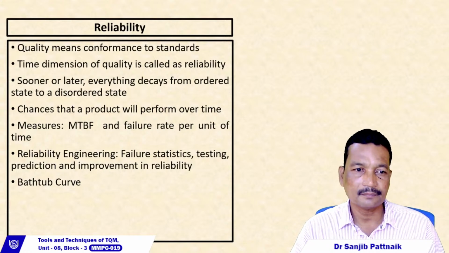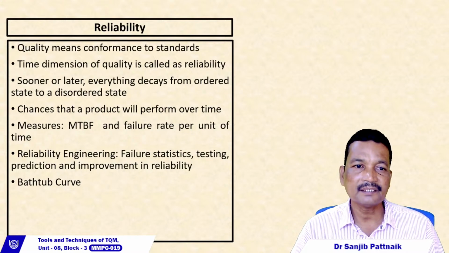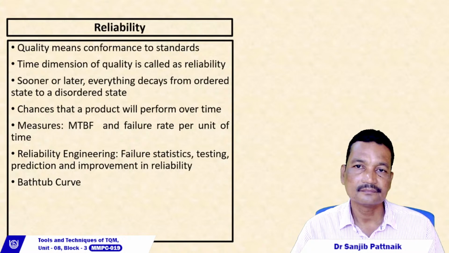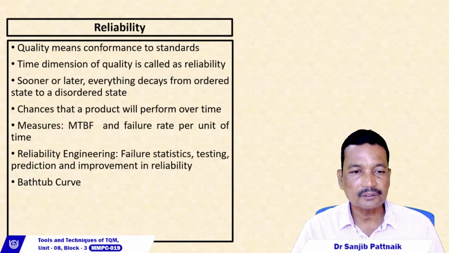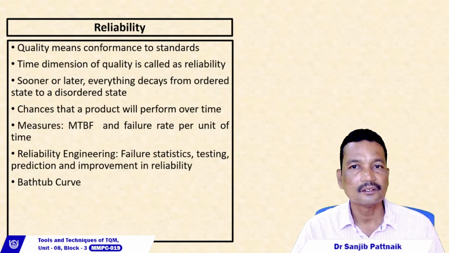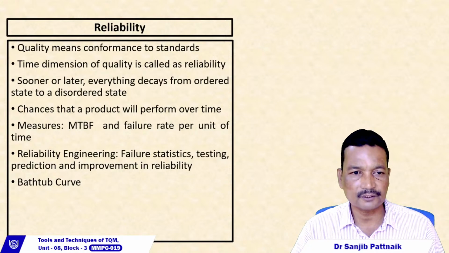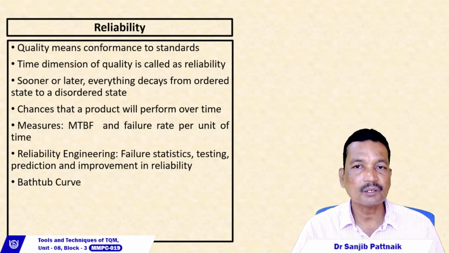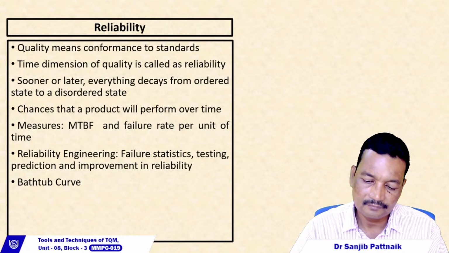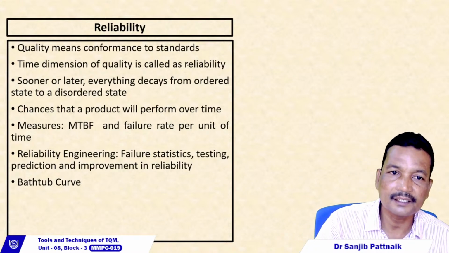This reliability measures MTBF, that means mean time between failures. Now, what do you understand by it? If we find a certain product is constantly developing troubles or failing in its function, so what will happen? The time between failures gets reduced, or the number of failures are reduced.